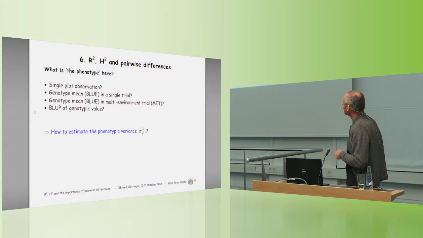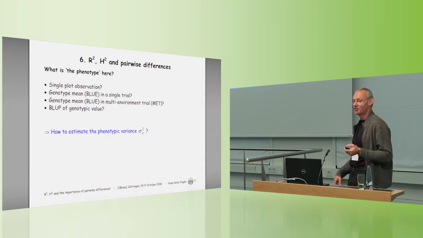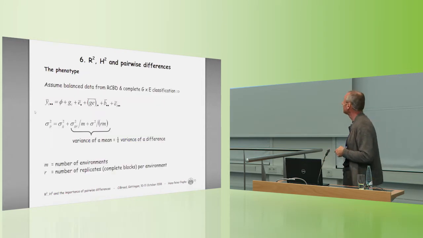So what's the phenotype? Is it a single plot observation? Is it a genotype mean in a single trial? A genotype mean in a multi-environment trial across locations? Or is it a blob? And how do we estimate the phenotypic variance? Seems fairly obvious questions, and it seems that it's all been answered.